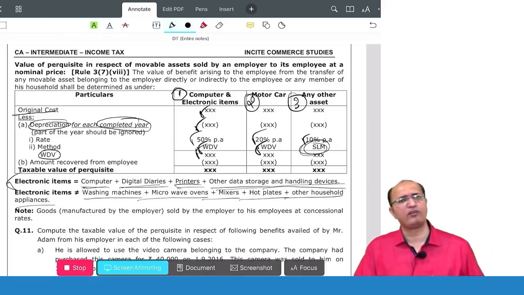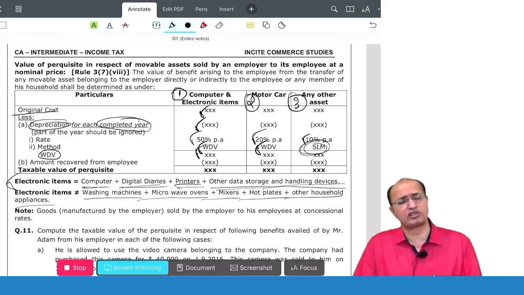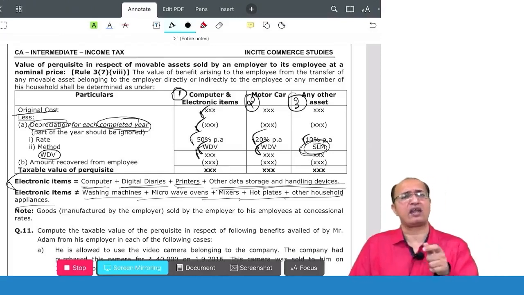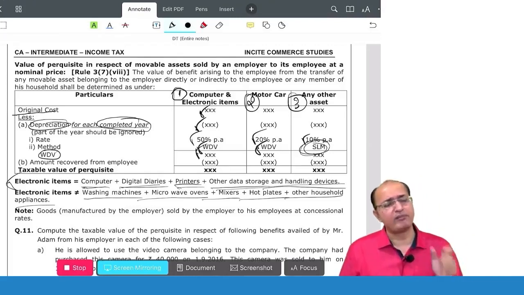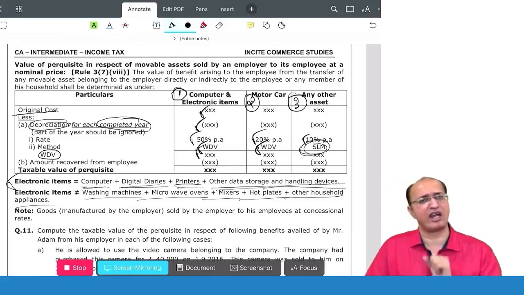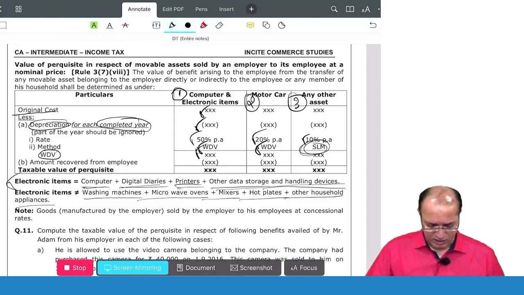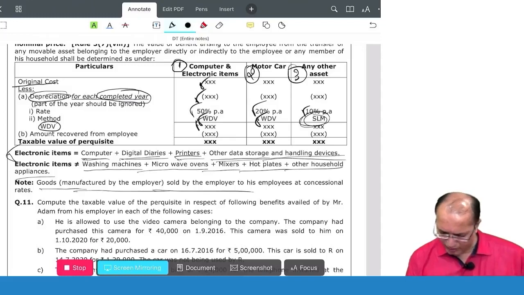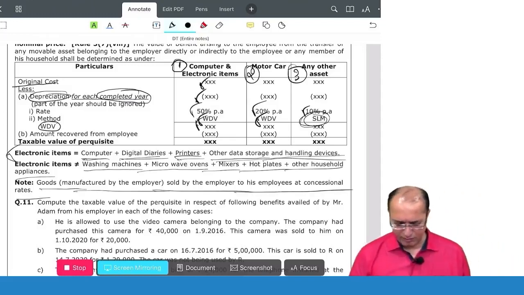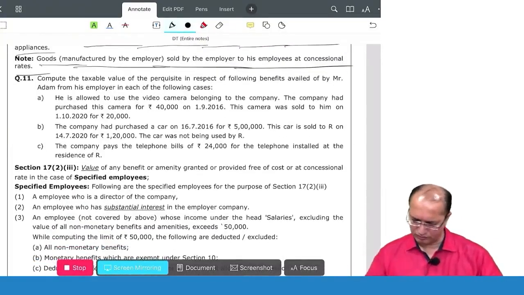So what is the employer doing? Whatever goods the employer is manufacturing or trading in, those same goods are sold to the employee at a lower price. This is also a benefit given by the employer to the employee. But in this case, nothing will become taxable. So the note says goods manufactured by the employer, sold by the employer to the employee at a concessional rate, nothing will become taxable. Is that very clear? Yes or no?